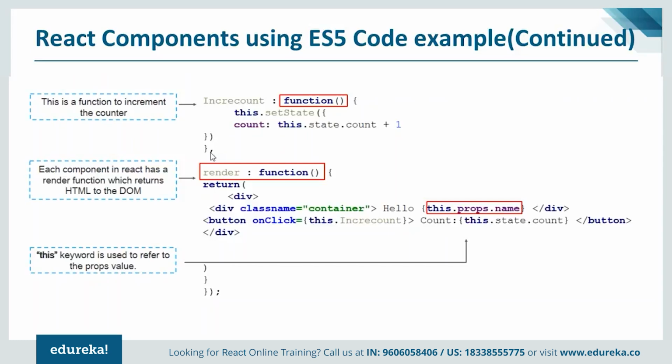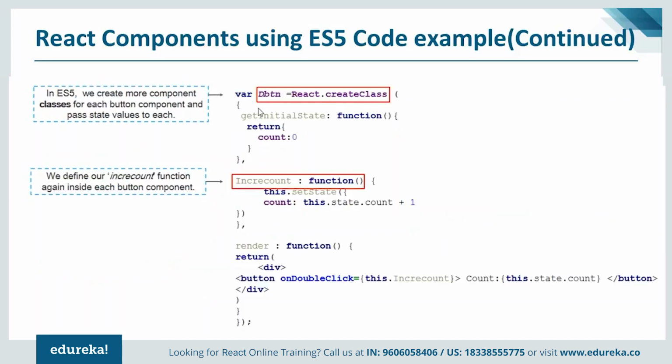Each component in React has a render function which returns the HTML to the DOM. I repeat, each component means every component, whatever components you are declaring in your React.js code, needs to have a render function. A minimum of one function should be there, and all the other functions need to be separated by a comma. Then the this keyword is used to refer to the props value. If I have a props value which I'm passing to a component, then the this keyword is used to refer to that prop value. So this.props.name will be used to refer to the props value.